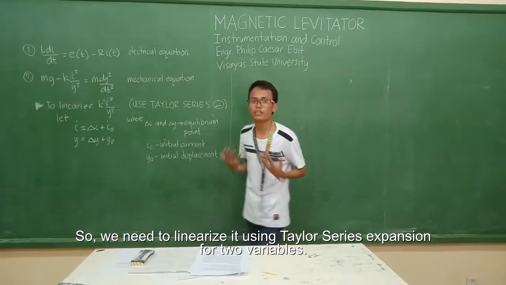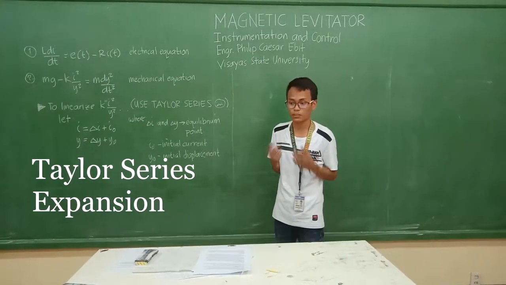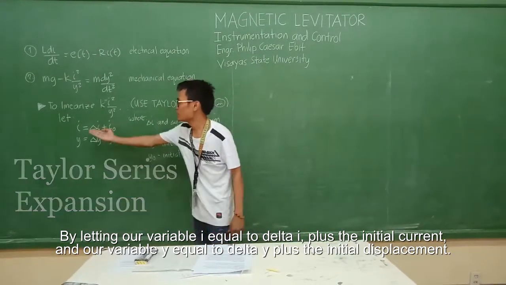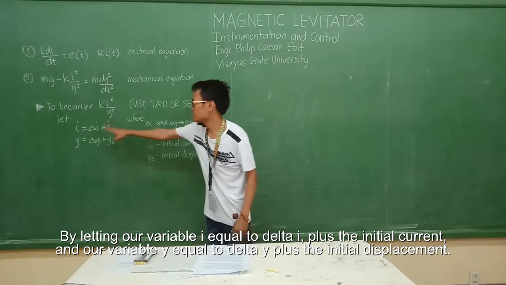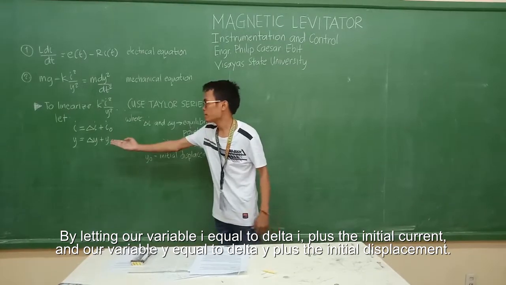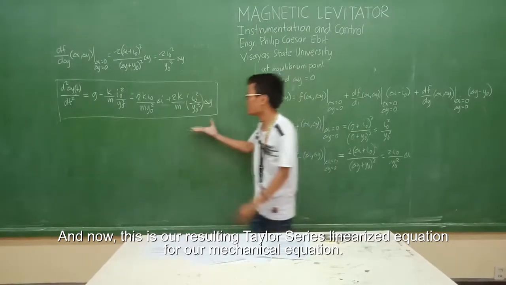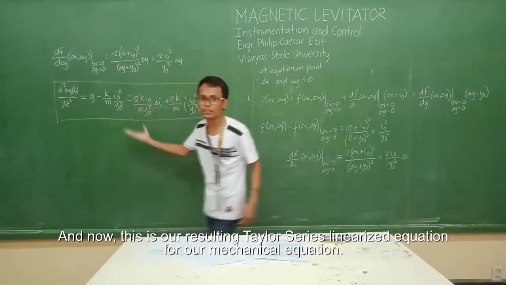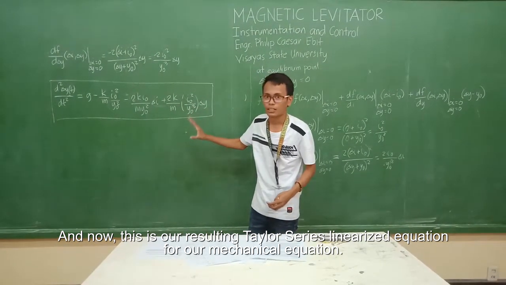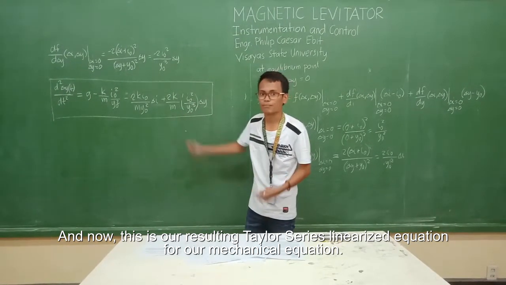So we need to linearize it using Taylor series expansion for two variables by letting our variable I equal delta I plus the initial current and our variable y equal delta y plus the initial displacement. And now this is our resulting Taylor series linearized equation for our mechanical equation.